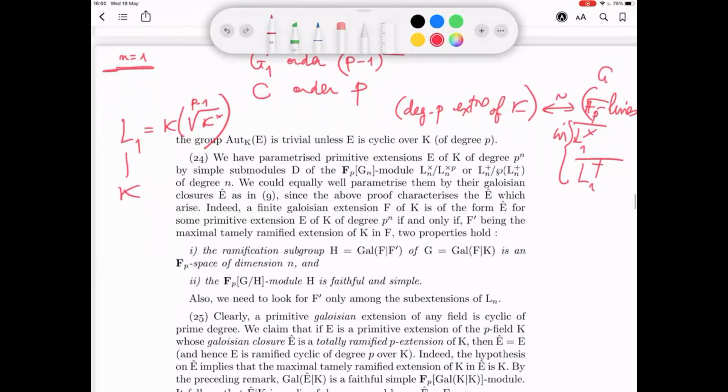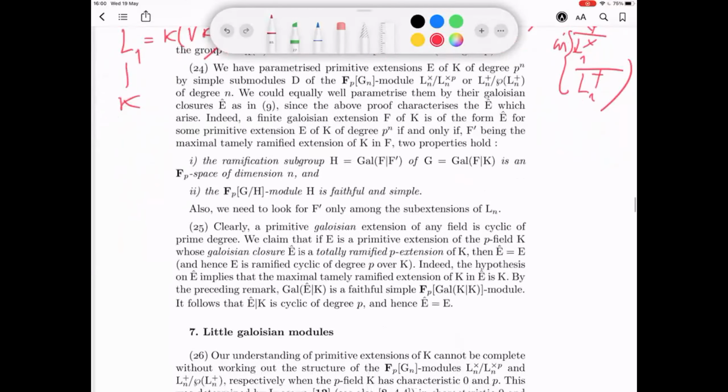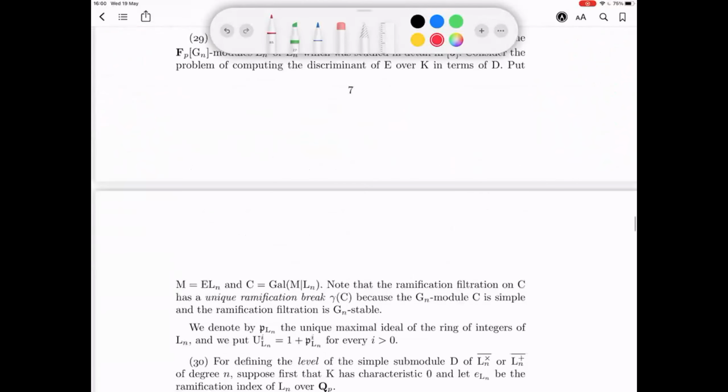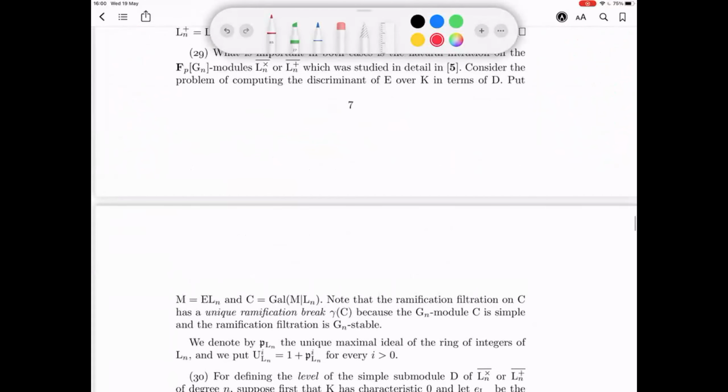G1 stable, we should call them G1 stable FP lines. And how did we get an extension E? What is the map? So you had these degree P extensions to these FP lines, G1 stable, right?